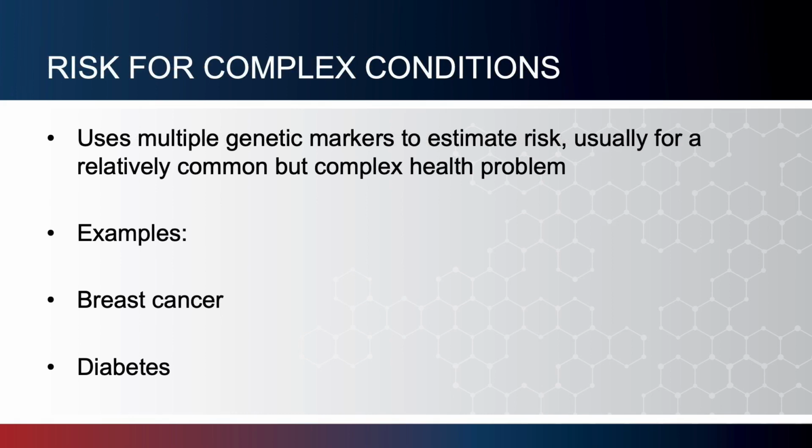You can also test for the risk for complex conditions. So this uses multiple genetic markers to estimate the risk. It's usually for a relatively common but complex health condition. Examples of this can be general risk for breast cancer. So we know there are single gene causes of breast cancer, like the BRCA1 and 2 genes, but we know that those genes do not account for the majority of breast cancer. In general, we say 1 in 8 women, or about 12% of women, will develop breast cancer in their life. But we know some families have no breast cancer and some families have a lot more breast cancer, but they don't have an identifiable cause. We think that that spread of risks can be accounted for by different genetic markers.